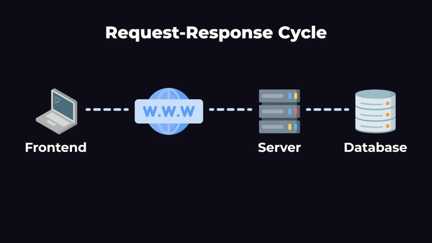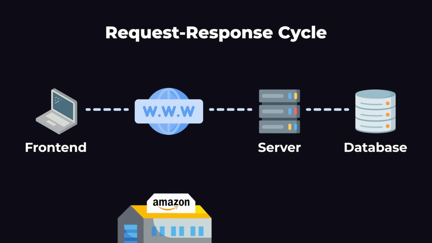Here's another example. Let's say that you're in the Amazon warehouse. The warehouse might have a different front end that sends a request to the backend to get our order. The backend then gets our order from the database and sends it back to the warehouse front end, and then they go ahead and prepare our order.